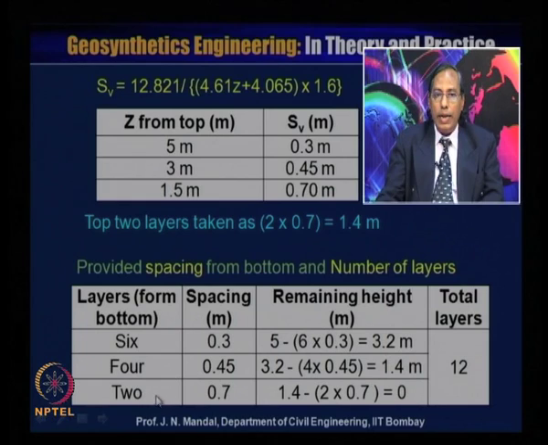And then 2 layers from the bottom with spacing 0.7, that means 2 into 0.7 is 1.4. So this is 1.4 minus 2 into 0.7, which means it is 0. So you can see here that the total layers, how many total layers there will be.